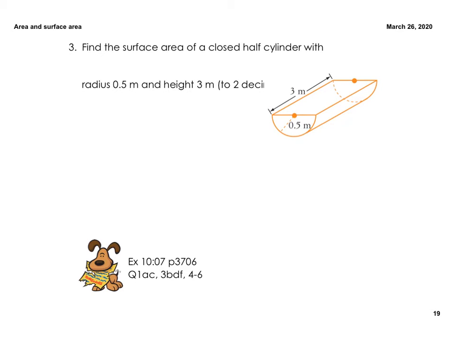All right, question 3. Surface area of a closed half cylinder with radius 0.5 and height of 3. Obviously it's half a cylinder, so there's two half circles, but you probably can already see by now, when you actually cut a cylinder in half, you create an additional rectangle. So we have half a cylinder plus an additional rectangle. So let's take our formula again. SA equals 2 pi r squared plus 2 pi r h. Now we need to change this to meet this question.